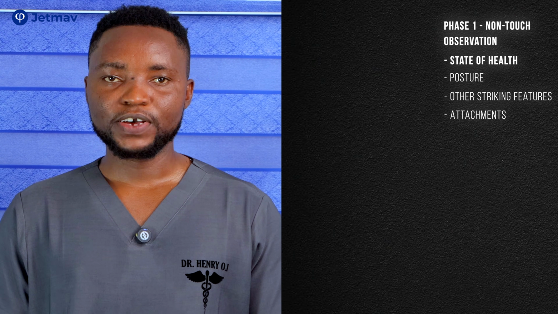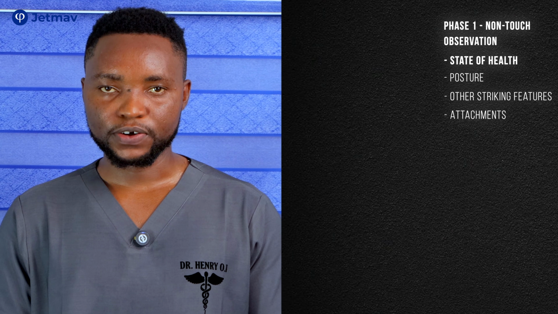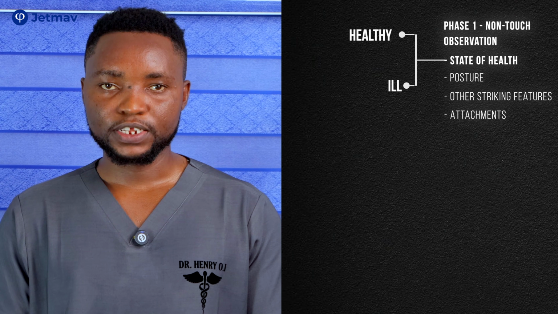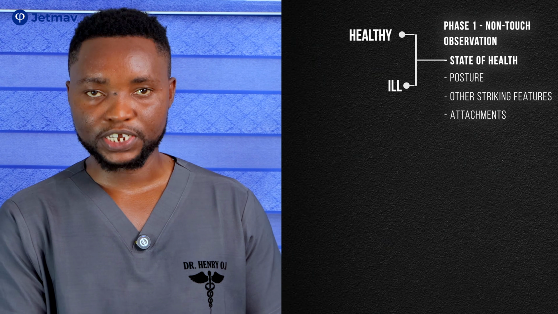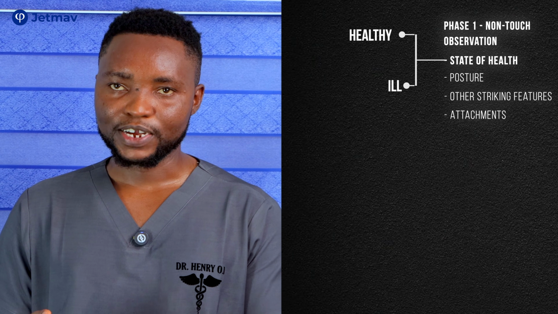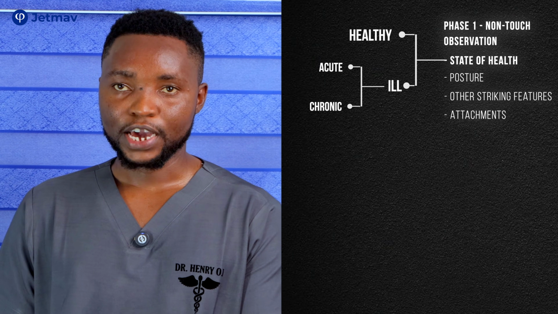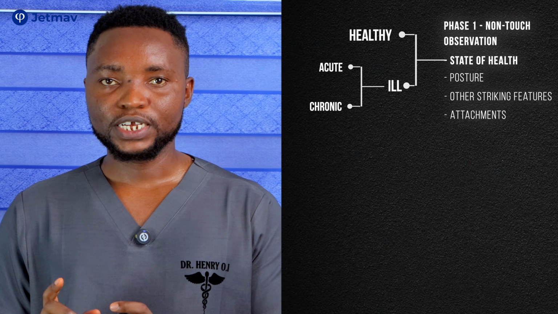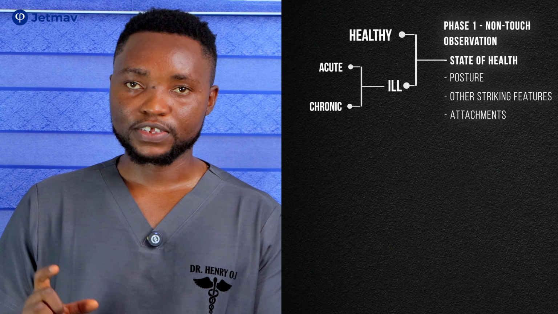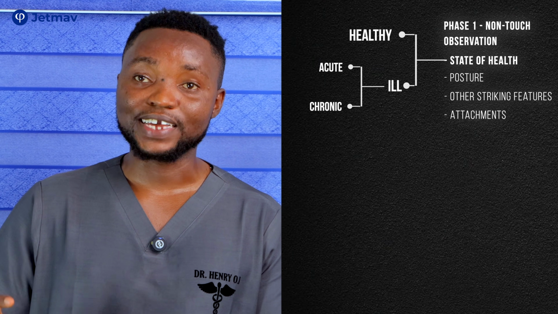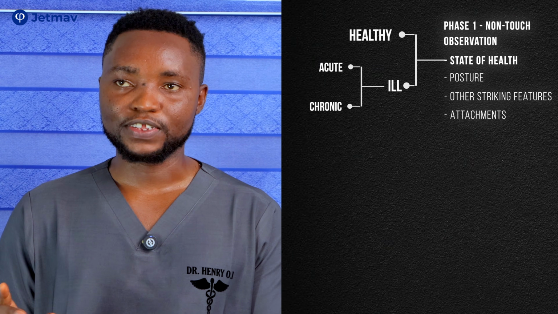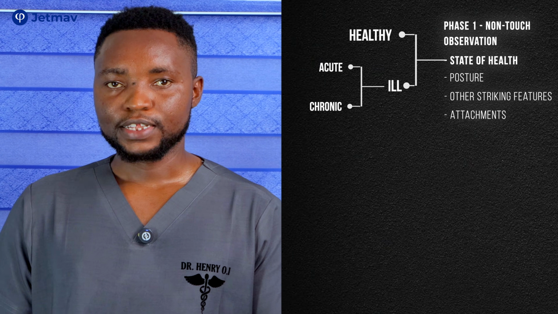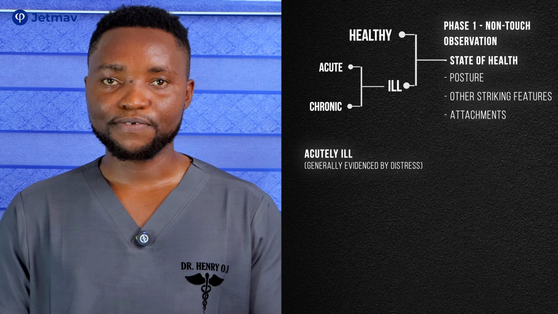State of health. The first thing you observe in your patient is the patient's state of health. Is your patient healthy or is your patient ill? Those are the 2 things you observe first. Now, if your patient is healthy, you just say a healthy looking patient. But if your patient is ill, you need to classify the illness into acute or chronic, and give us the evidence, the reason why you think the patient is ill. So your patient can either be healthy or ill, and if ill, it can either be acute or chronic. Now, an acutely ill patient is generally evidenced by distress.